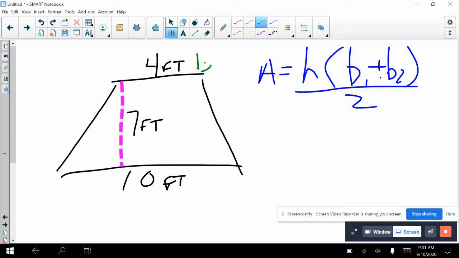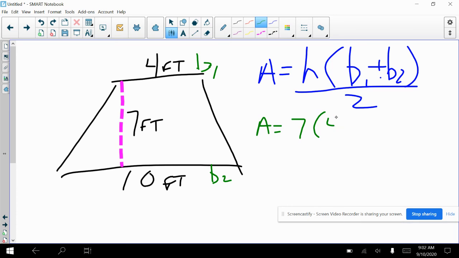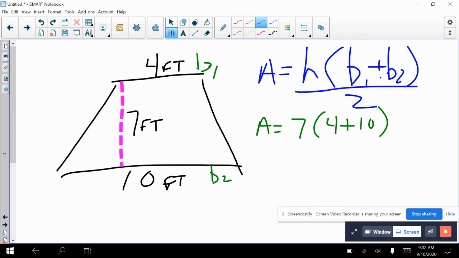Okay, this can be base 1. This can be base 2. You can have them backwards. 4 feet can be base 2. 10 feet can be base 1. Doesn't matter. Okay, so in our formula over here, we plug in the height. 7, 4 plus 10 divided by 2.